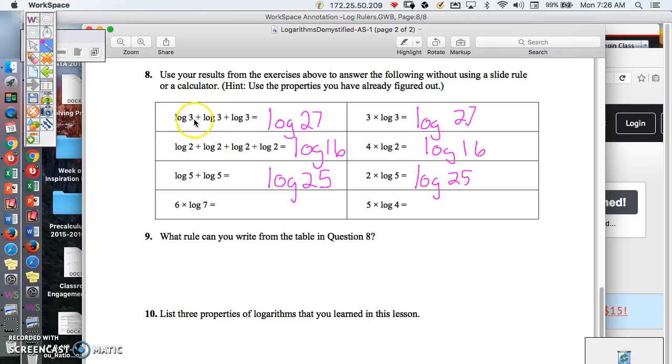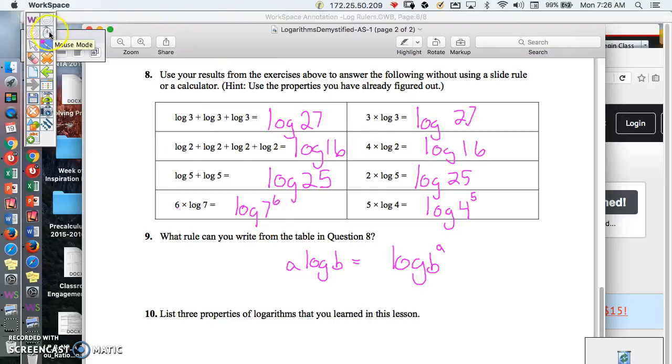Well, what's really happening here? Well, it's really this power. So 6 times log 7, that's log of 7 to the 6th. And log 4, that's log of 4 to the 5th. So if we have A times the log of B, that's the log of B to the A power.